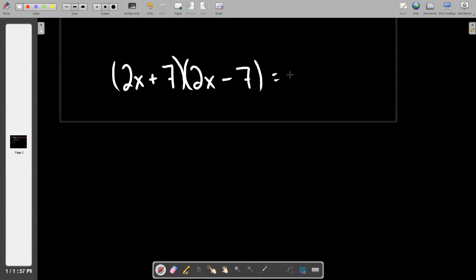4x squared. I love it. And then what else? Just like that. Gorgeous execution of that process there. We don't need to mess around with the stuff in the middle. Yeah, there would have been a 14x. And yeah, there would have been a negative 14x. They're just going to die off anyways.